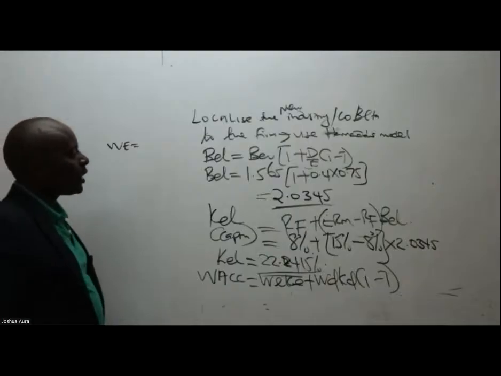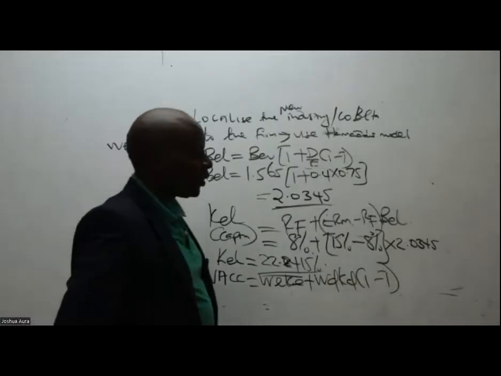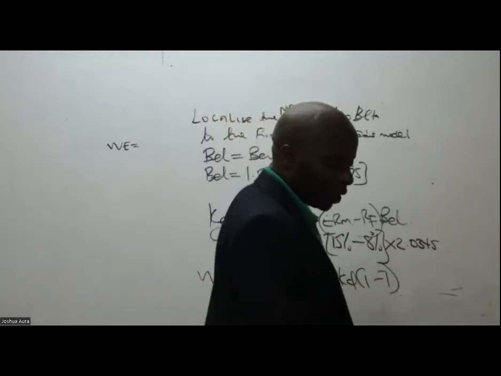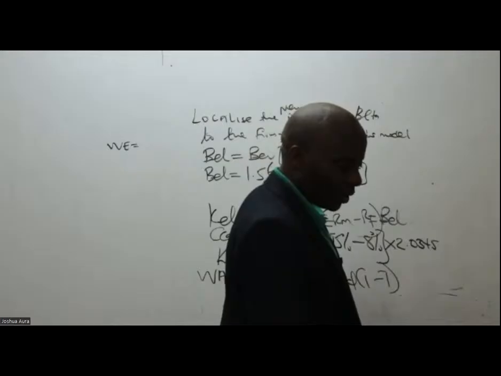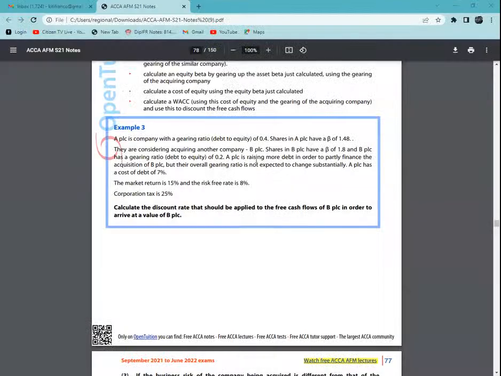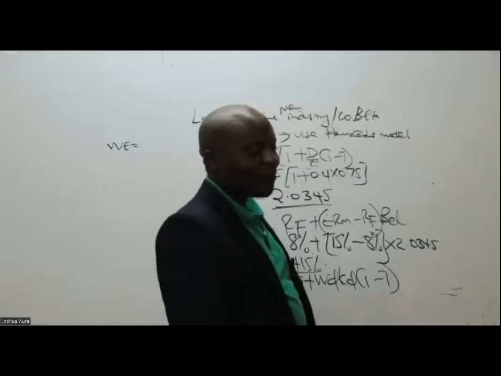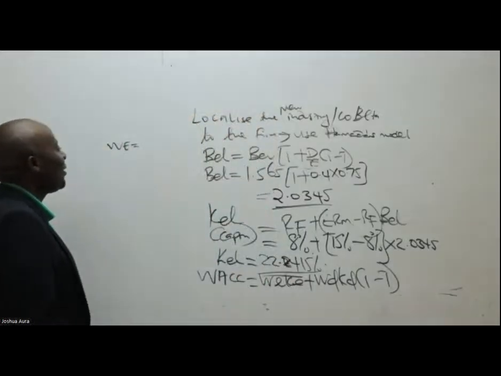Remember what they told us up there is that the debt to equity is 0.4. Debt to equity is 0.4 for the company. But you see, this is on the weight. Don't tell me that the debt is 0.4, equity is 0.6. No, this is quite a challenging one.